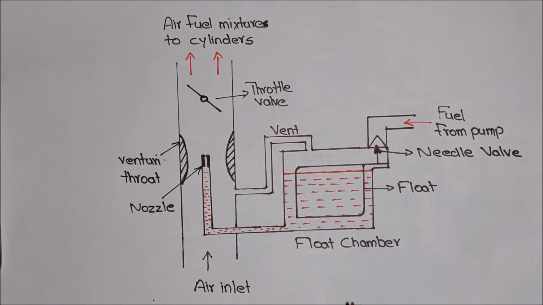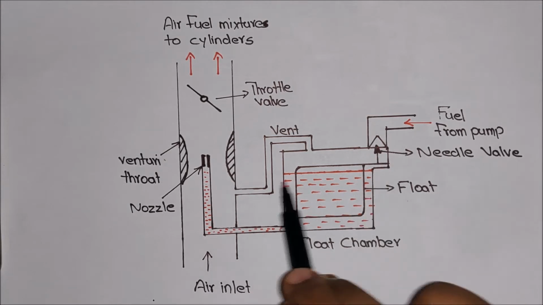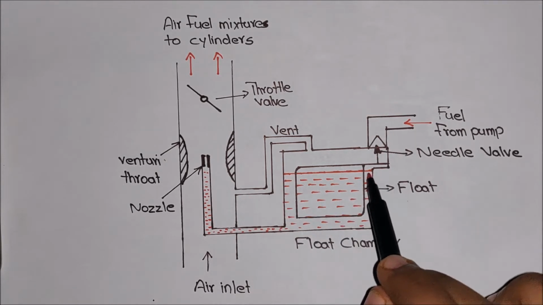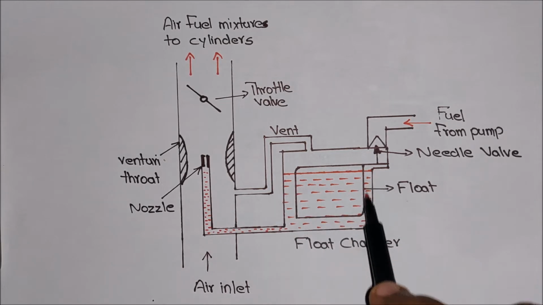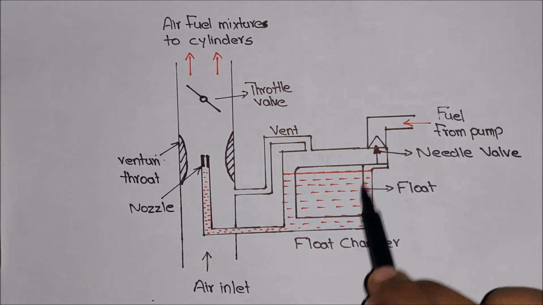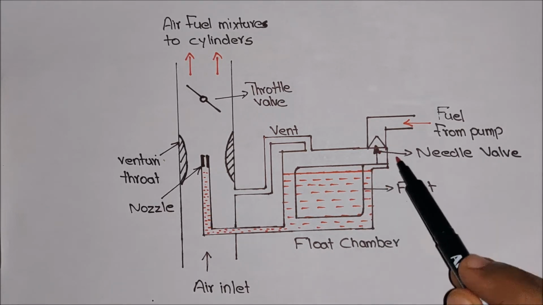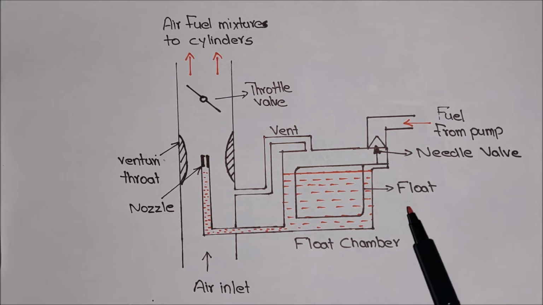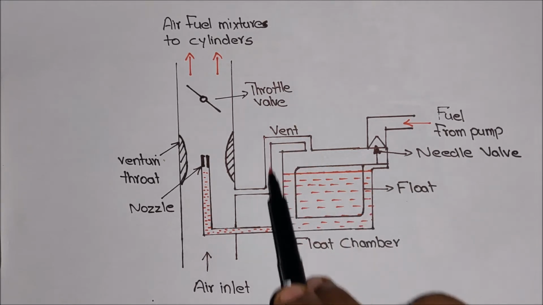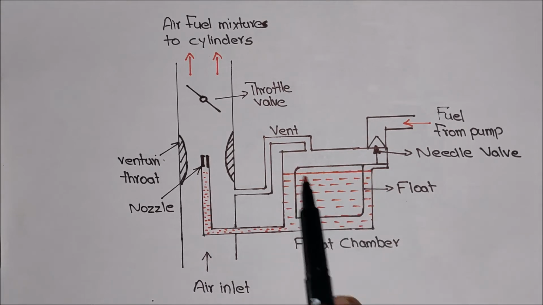The float and a needle valve system maintain a constant height of petrol in the float chamber. If the amount of fuel in the float chamber falls below the designed level, the float lowers, thereby opening the needle of the fuel supply valve. When the designed level has been reached, the float closes the needle valve, thus stopping additional fuel flow from the supply system. Float chamber is also vented to the atmosphere. So in float chamber, the pressure is atmospheric pressure.